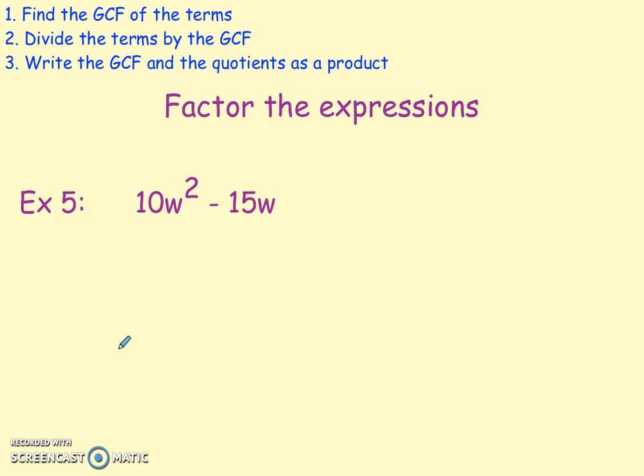Okay, let's look at this one. For this one, we're going to have a coefficient and a variable. Between 10 and 5, I can divide both of those by 5. Between w squared and w, I can take out a w. 5 times 2 gives me 10. w times w gives me w squared. I'm subtracting, so I'm going to just bring down that subtraction sign. 5 times what is 15? Well, 3. w times 1 is just w, so that is going to be our answer for this one.